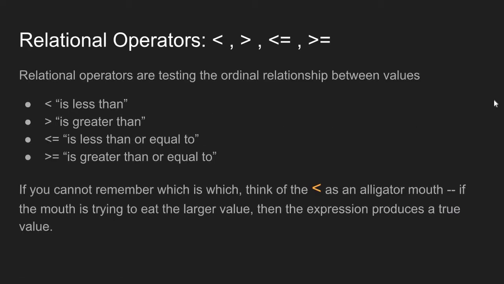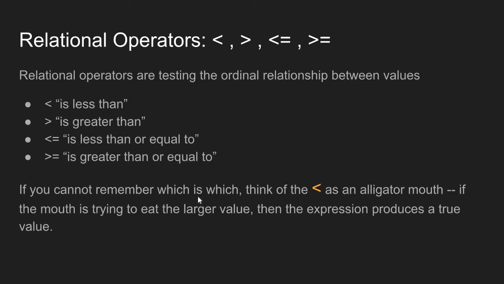Next, we'll look at some relational operators. We have four relational operators. Relational operators are testing the ordinal relationship between values. Ordinal meaning which value is greater than the other. So the four relational operators are the less than sign, which is less than, the greater than sign, which is greater than, the less than followed by an equal sign, which reads is less than or equal to, and finally the greater than and equal sign, which reads is greater than or equal to.